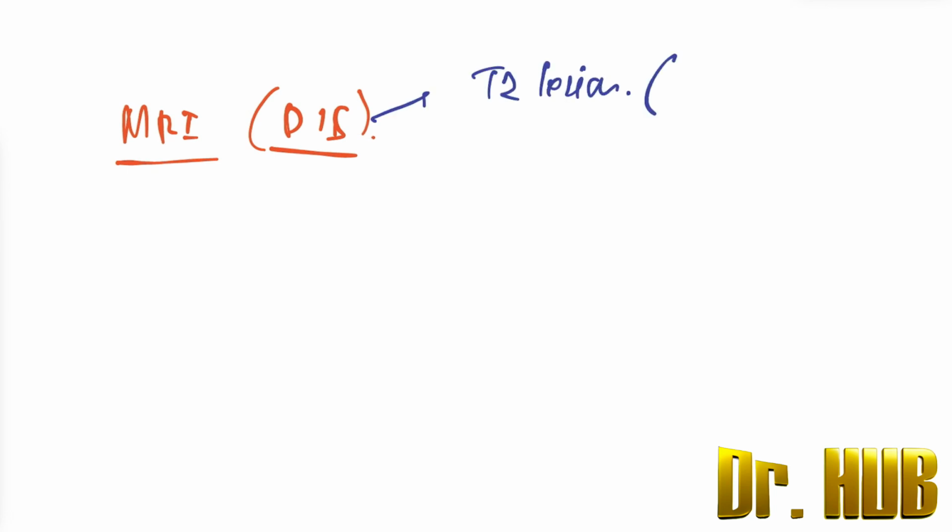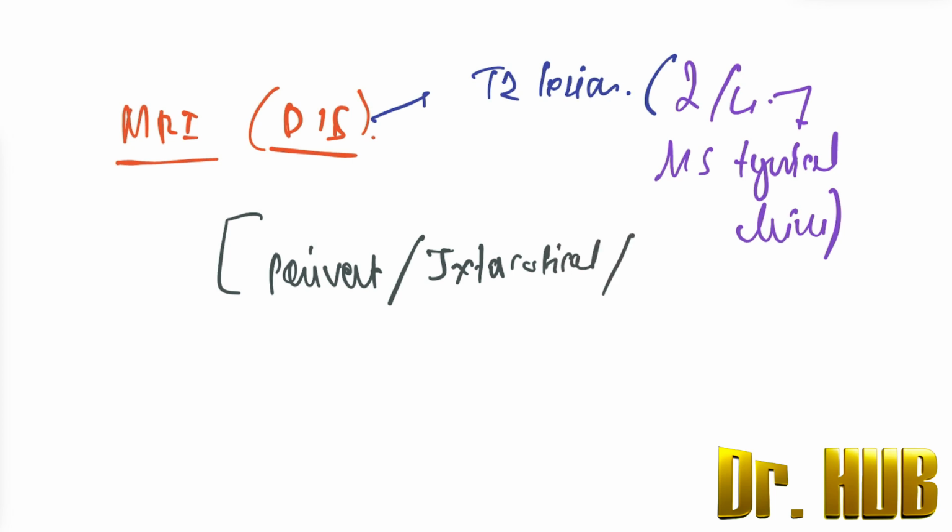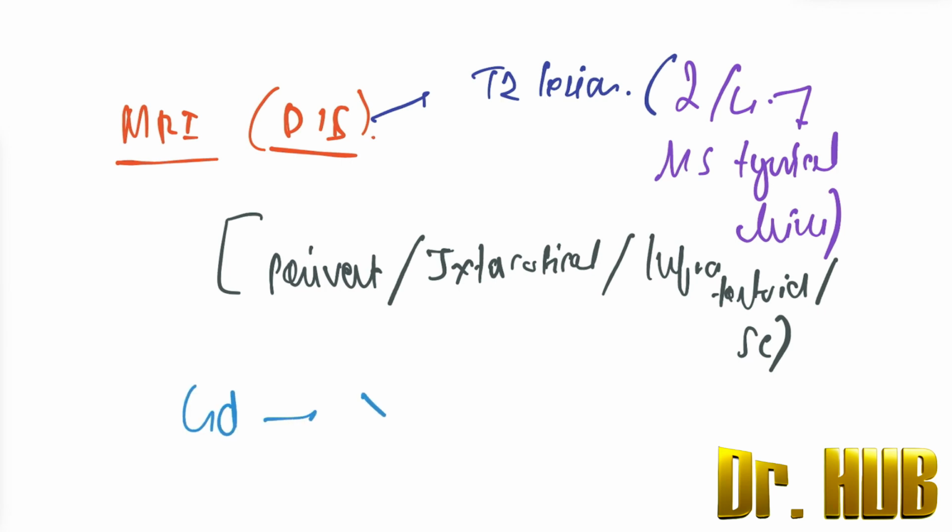What is the definition of MRI evidence in terms of dissemination in space? This means that there is a T2 lesion present in at least 2 of the 4 MS typical lesions. What do we mean by MS typical lesions? It includes periventricular, juxtacortical, infratentorial, or the spinal cord. Another thing to note is that GD enhancing lesions are not required.